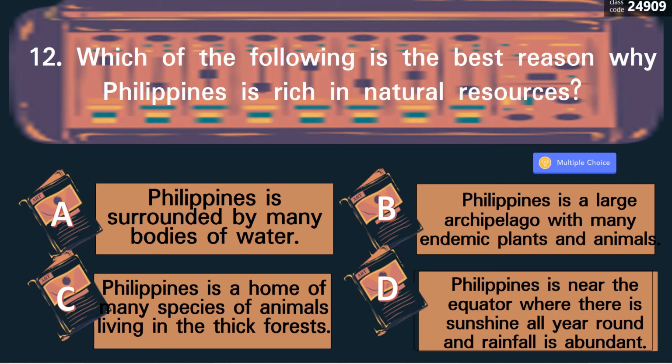The following is the best reason why Philippines is rich in natural resources. Is it A, Philippines is surrounded by many bodies of water? Is it B, Philippines is a large archipelago with many endemic plants and animals? Or C, Philippines is a home of many species of animals living in the thick forests? Or D, Philippines is near the equator where there is sunshine all year round and rainfall is abundant?